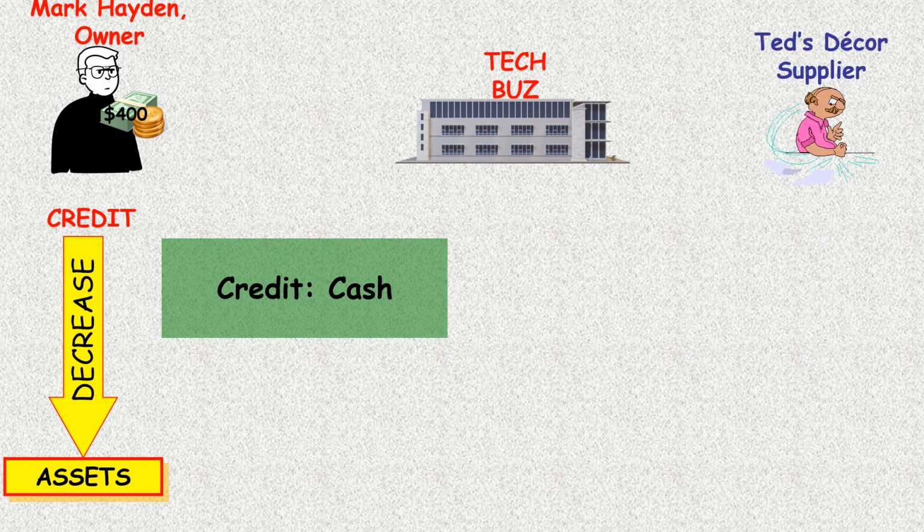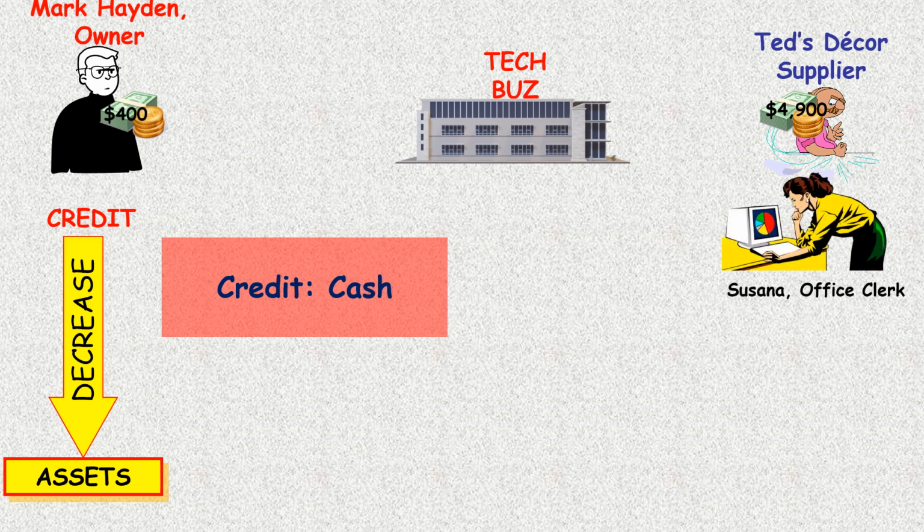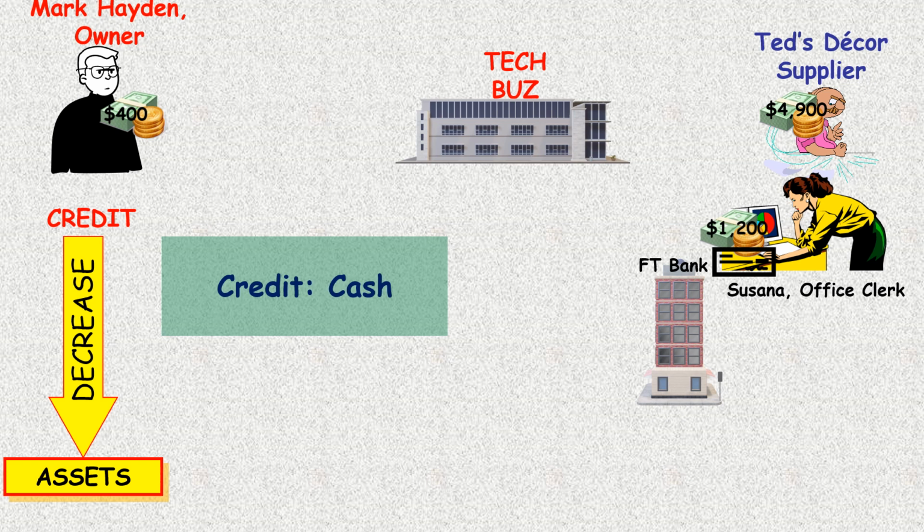Similarly, Ted supplied us furniture. When we pay Ted, our cash decreases. We will say credit cash. And similarly, employees that work for us, when we pay them, our cash will decrease. Therefore, we will credit cash. And when it comes to the bank, we return the money to the bank. Our cash again decreases. We will credit cash.